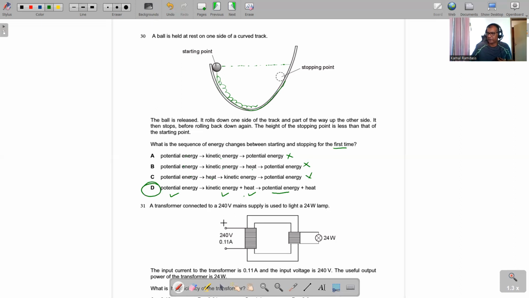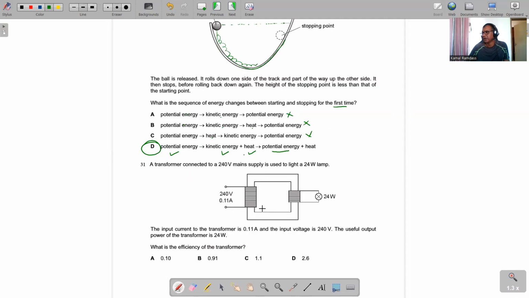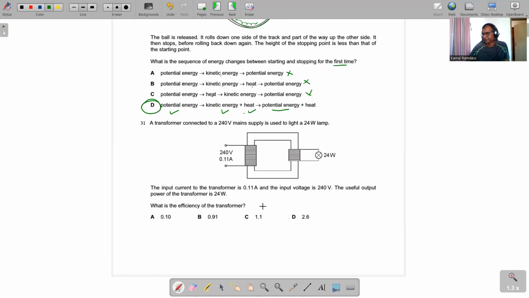A transformer connected to a 240 volt main supply is used to light a 24 watt lamp. Well, here we need something. Power is equal to IV. Power is the current times the voltage. OK.